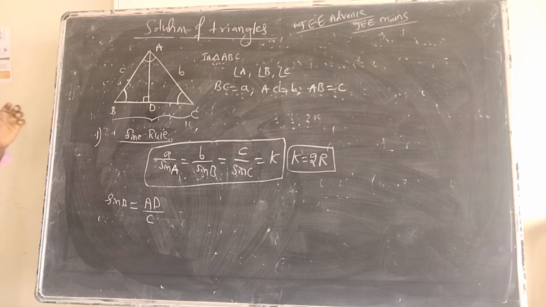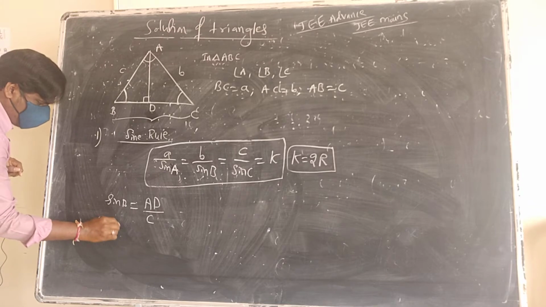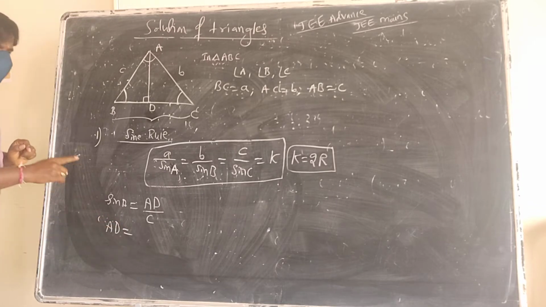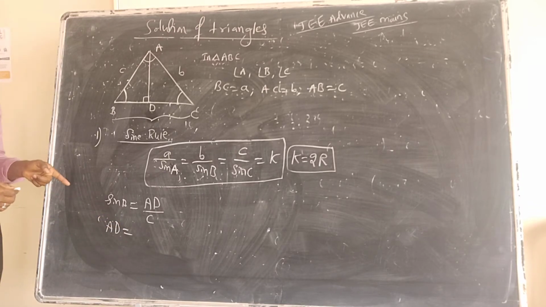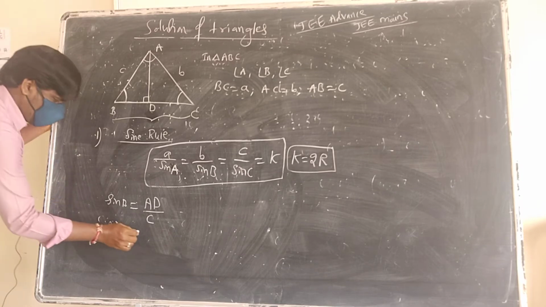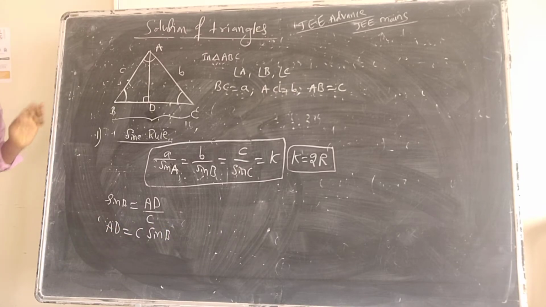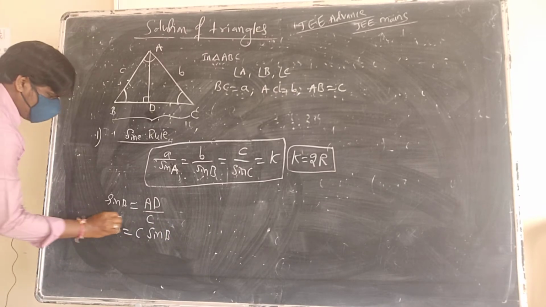So what you got here for the AD value? AD is equal to sin B by c? Are you getting it? AD equals c into sin B. Okay, c into sin B. Now this is what you got.